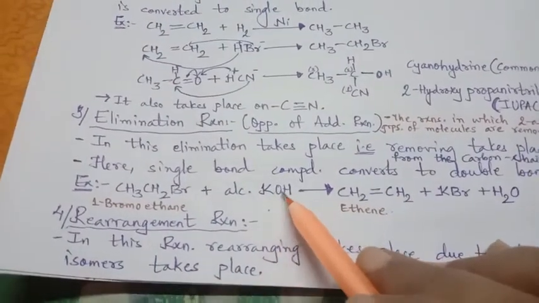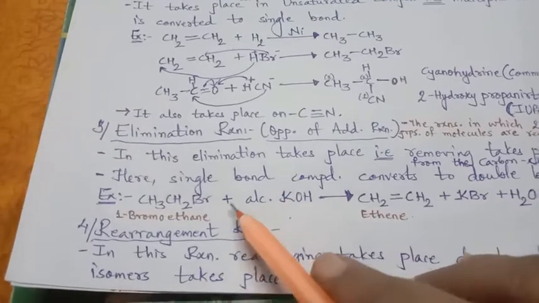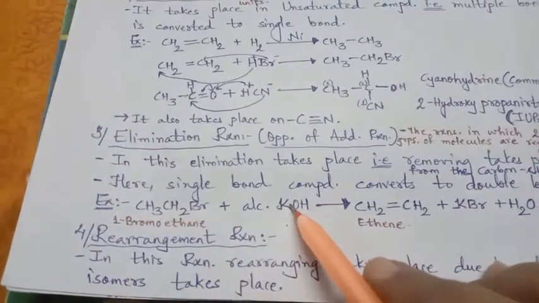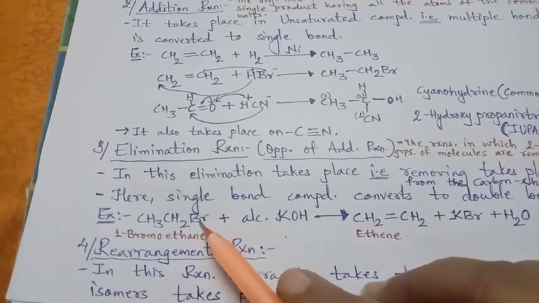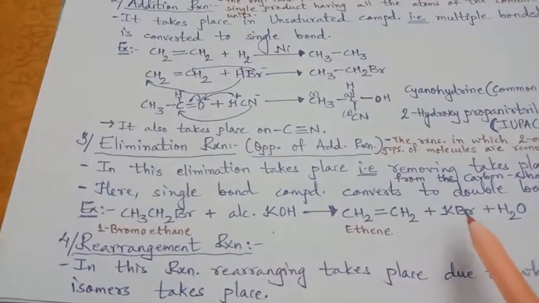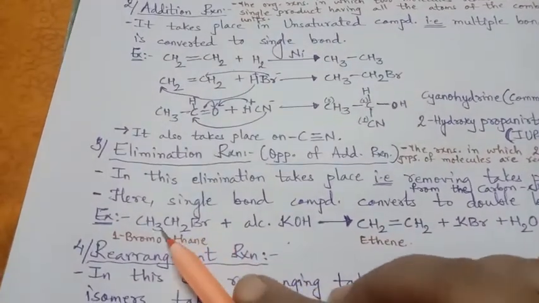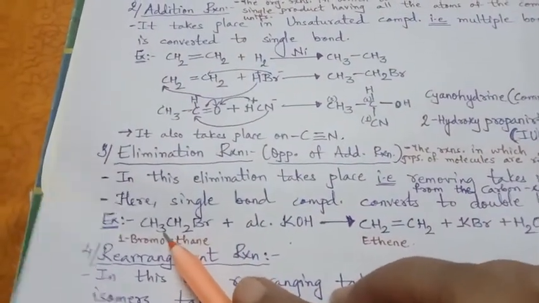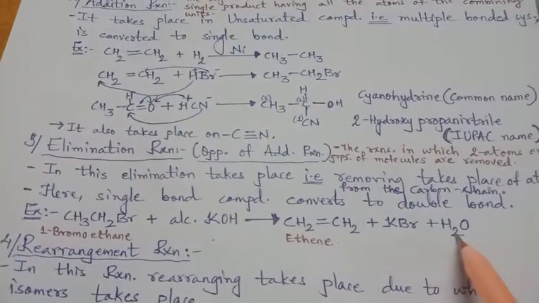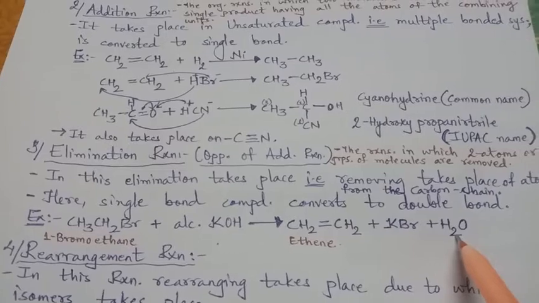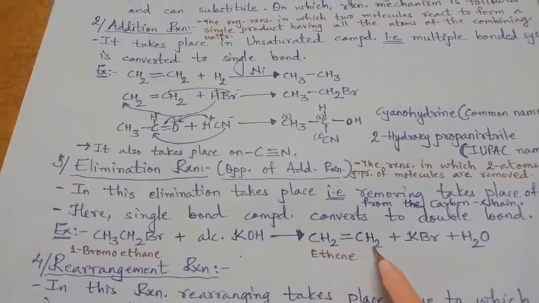Here K plus and OH minus get separated. K plus will attack Br and remove it. It will not replace it with OH. Here Br will be removed and it will be a byproduct, KBr, as well as one of the H from here will be taken by OH minus and it will form H2O in the aqueous medium. So CH2 double bond CH2 will be left.